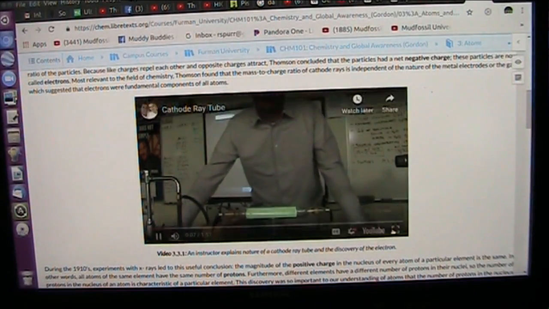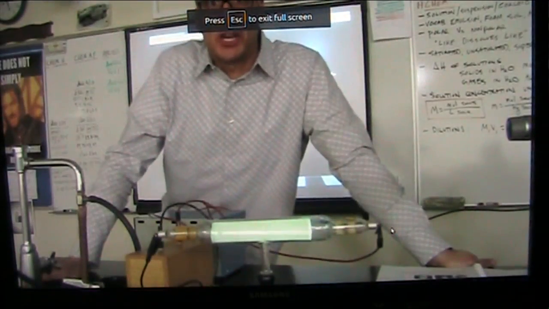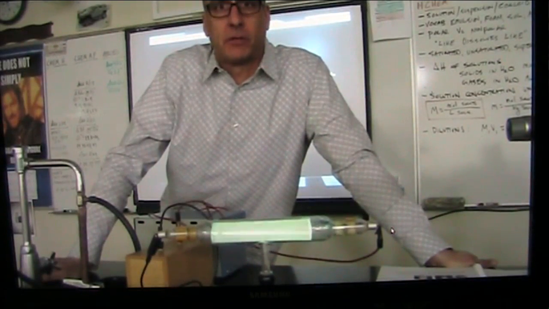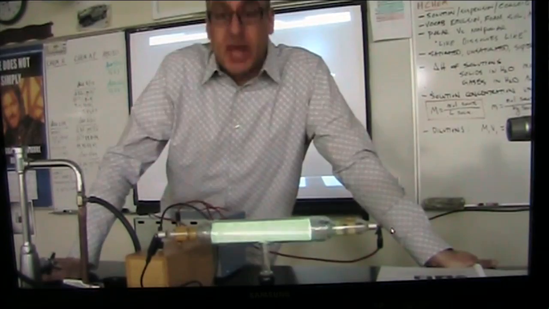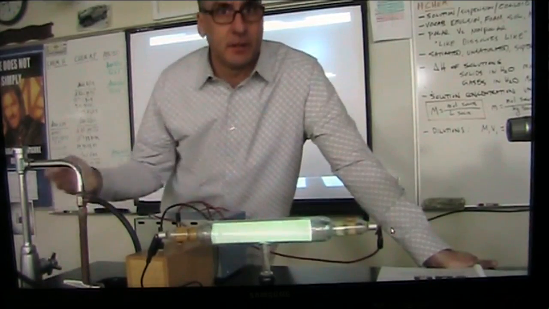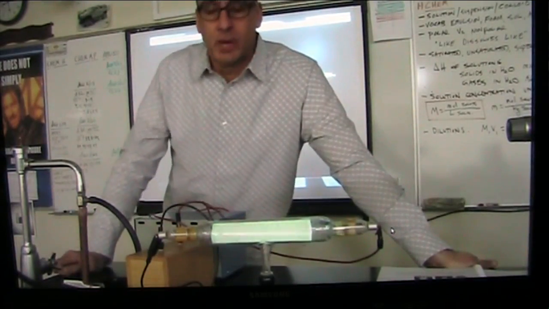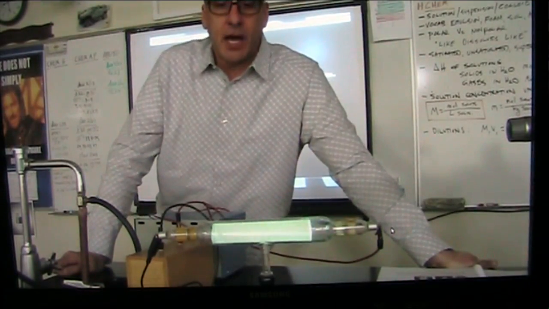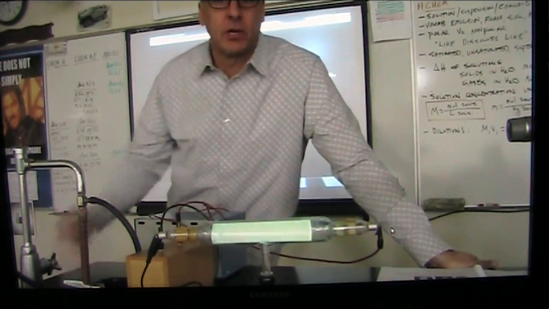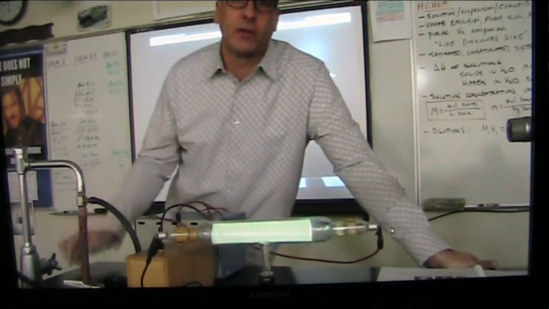Looking at a cathode ray tube, this is the apparatus that J.J. Thomson used when he discovered the first subatomic particle. It's a pretty simple apparatus. It's a vacuum tube, so we have a glass tube, and all of the air has been sucked out of it. It literally is a vacuum tube. When an electric current is applied to this tube, there's a beam of light that emanates from the cathode, thus the name cathode ray tube.